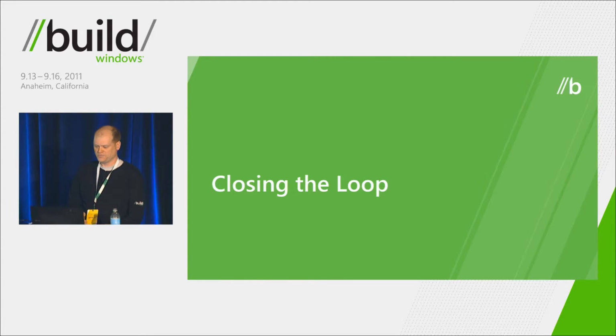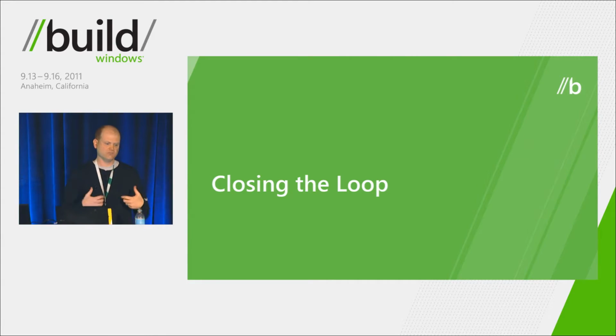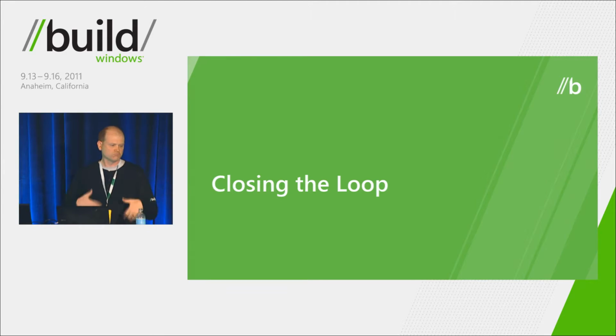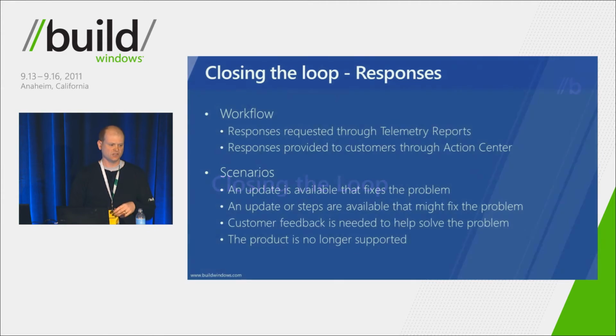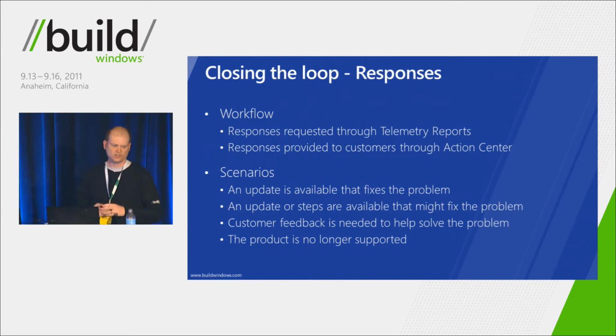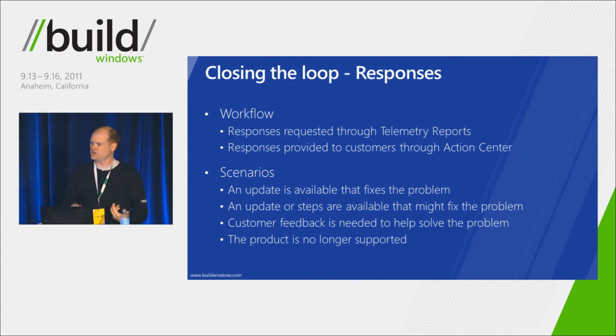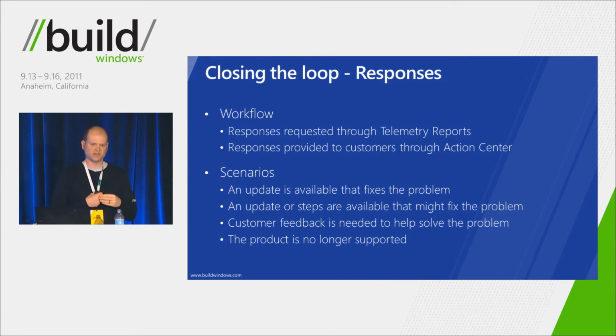So, closing the loop. I went ahead and figured out a fix for my particular application, and I want to inform customers that there's a particular issue on the application. What are some of the methodologies for this? I talked before about the Action Center messages. If you remember, within the report there's a create response dialog. That's what initiates the request for this information. This information is provided to customers through the Action Center. In general, hopefully the best scenario is you have an update that has a fix. Maybe it's like the Crash Me application, you figured it out, and you want to tell customers what's going on.